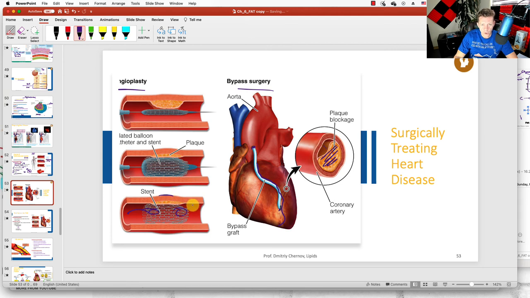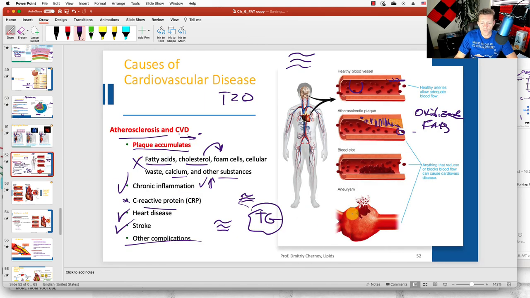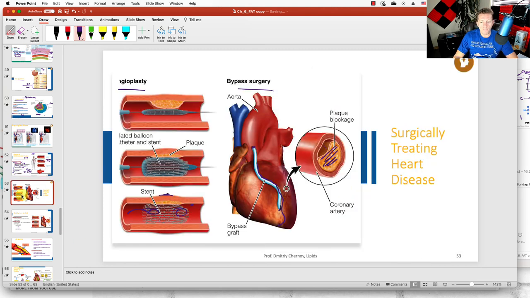Inside is endothelial and outside is epithelial, so you can rupture that. It would be similar to an aneurysm, kind of. So that's what atherosclerosis is, and that's how we deal with that right now.